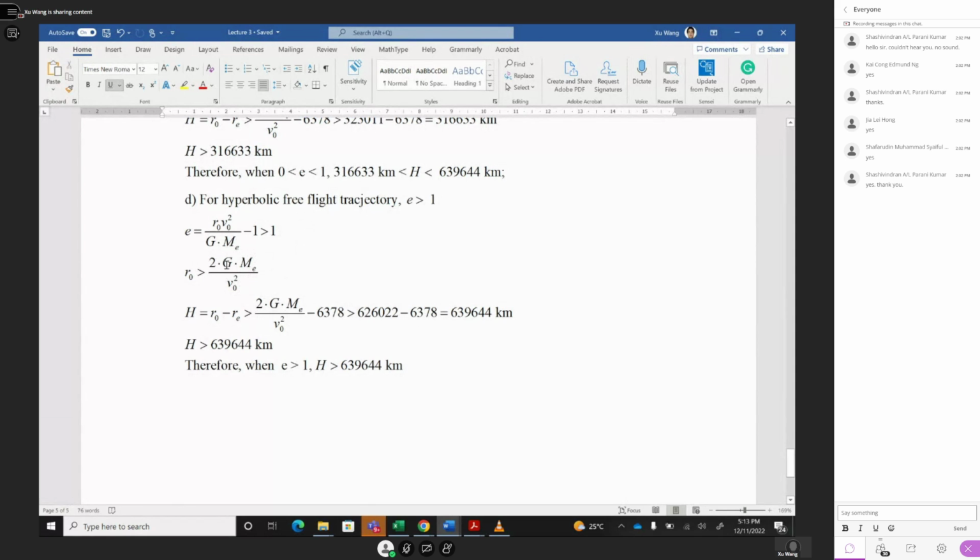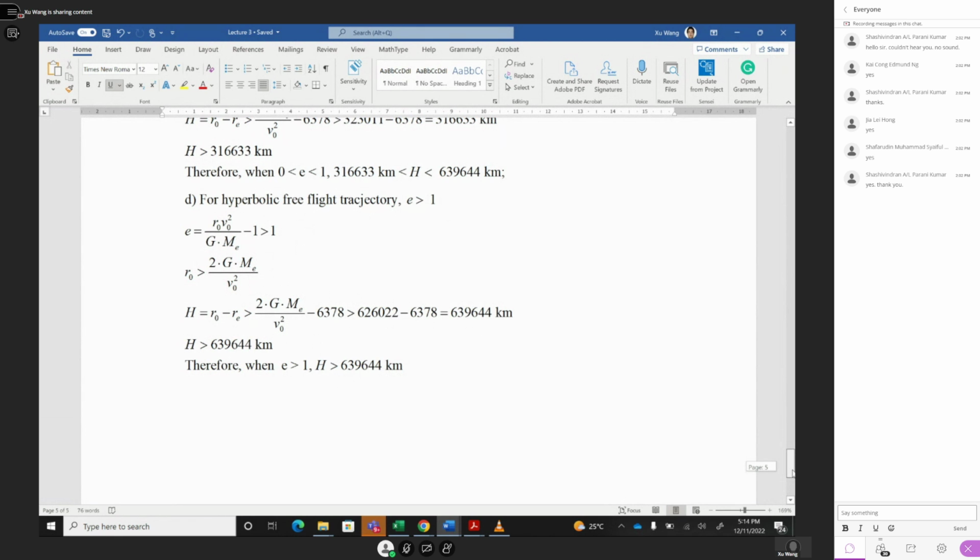You put in all these: the gravity constant, the mass of Earth, and also the initial velocity, and calculate, minus the radius of Earth. And then you get this result, minus this radius of Earth, equal to this result, 339,644. So in this case, if the satellite is moving in the hyperbolic free flight trajectory, E larger than 1, you have to certify H is larger than 339,644 kilometer. Okay, that's the result.